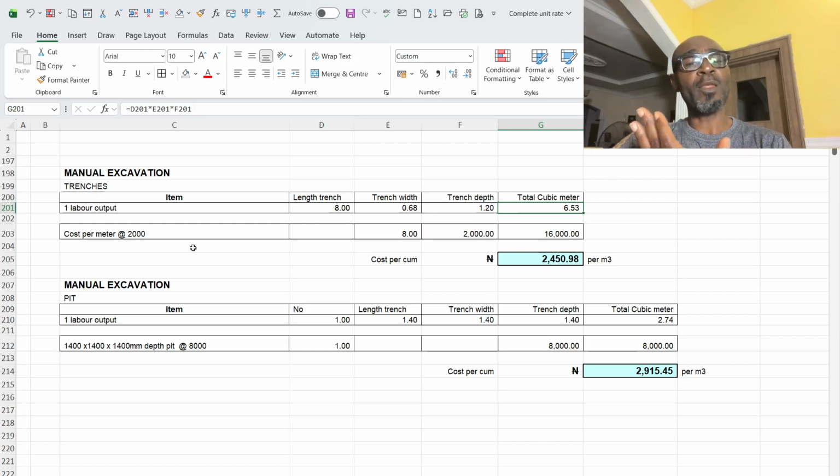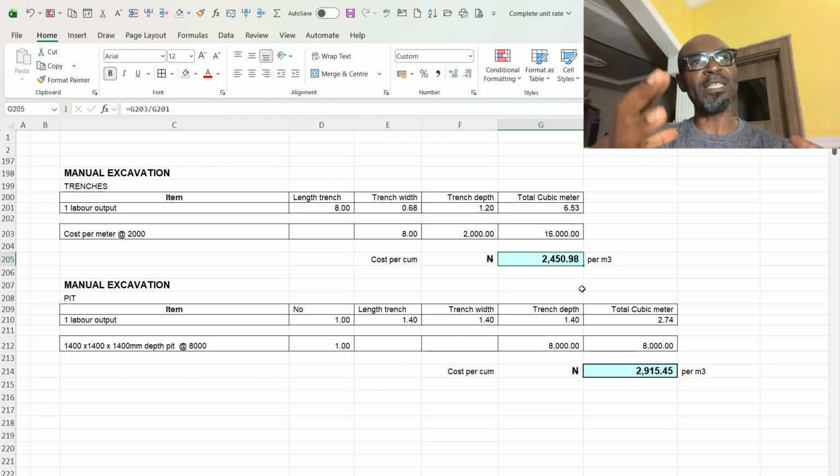And that's what I did. You see, I have here cost per meter is 2,000. The person dug 8 meters at 2,000, so you have 16,000 naira per day that this laborer had dug, and he dug 8 linear meters. So now, if you divide the 16,000 by 6.53 cubic meters, the cost per cubic meter will be 2,450.98 kobo.